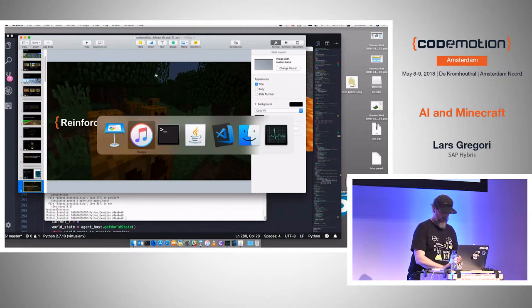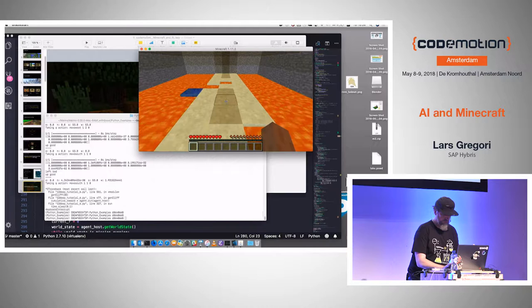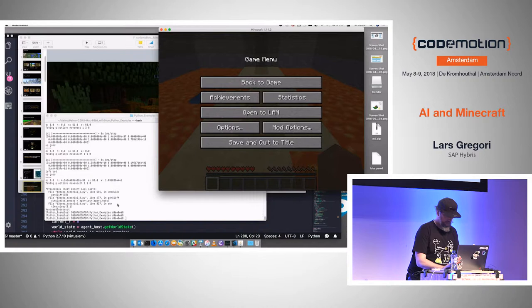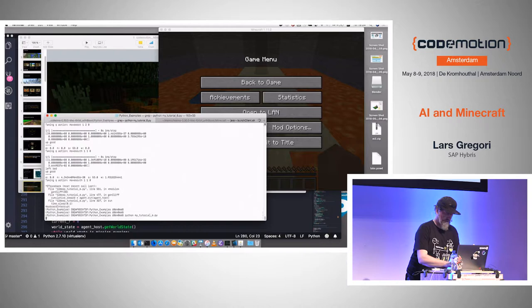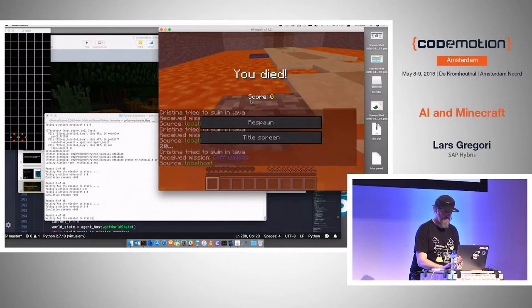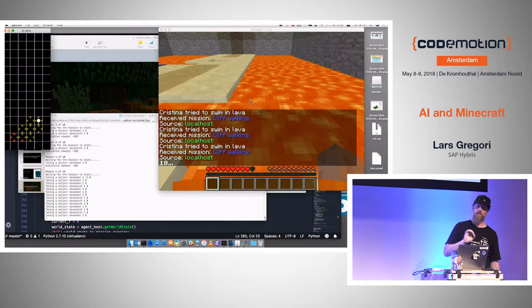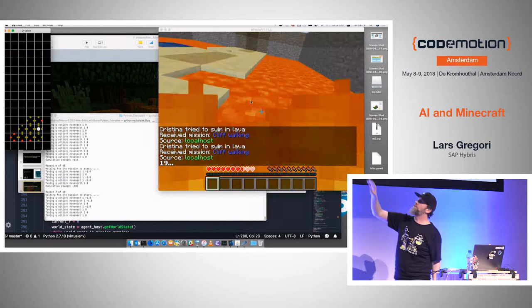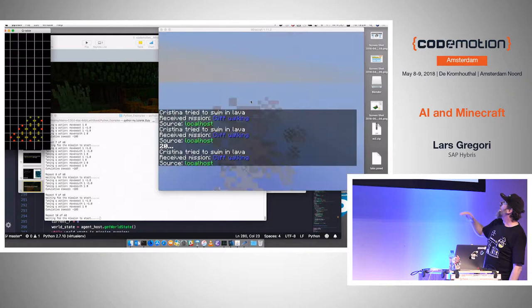Okay, I have this one. So now the agent starts to walk, and on this side you can see some red dots. This is where the lava is. This is -100.